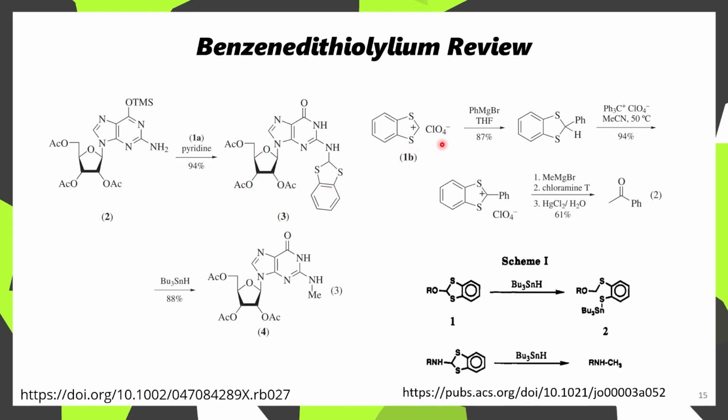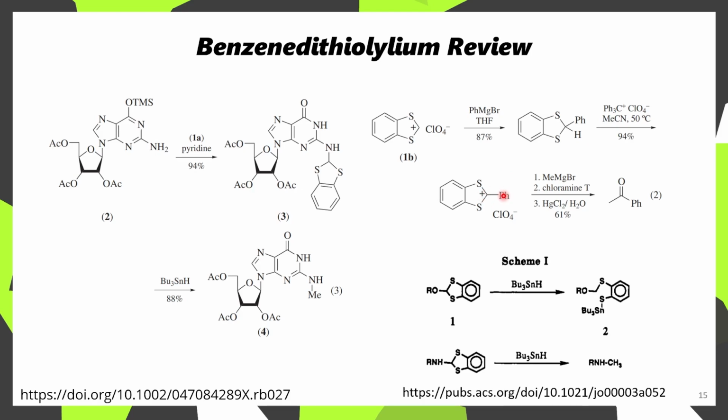If you add a Grignard reagent to this benzene dithiolylium, you'll get the substituted product, which just kind of looks like if you took benzaldehyde and reacted that with 1,2-benzene dithiol using a Lewis acid. However, if you then abstract that hydride a second time using a trityl cation, such as trityl tetrafluoroborate or trityl perchlorate, but again, explosive, so maybe don't use perchlorate, you'll then get the cation once again.